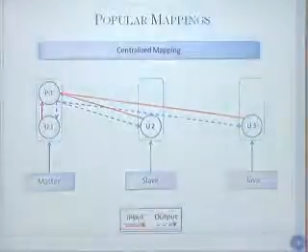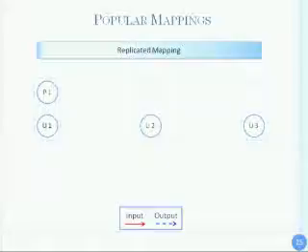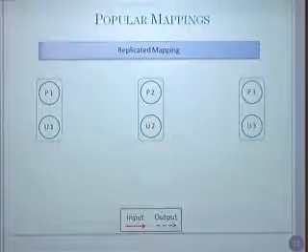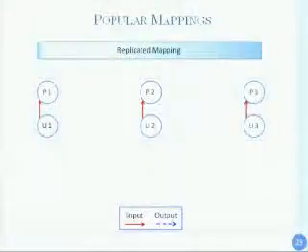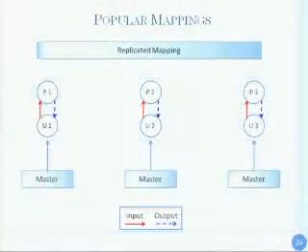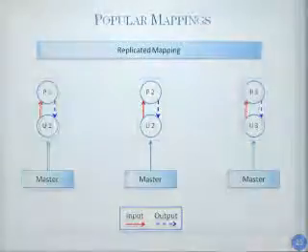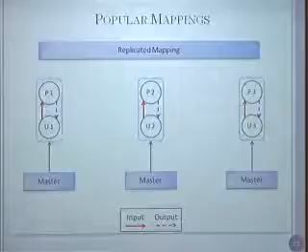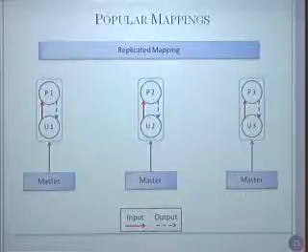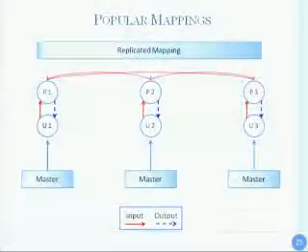Okay? Another popular mapping is the replicated mapping, in which the program component runs on each user's machine, receiving inputs from and sending outputs to only the local user interface component. Therefore, in this case, all of the computers are masters. Now, to keep all of the program components running on different computers in sync, whenever a program component receives an input from the local user, it sends that input to all of the other program components.